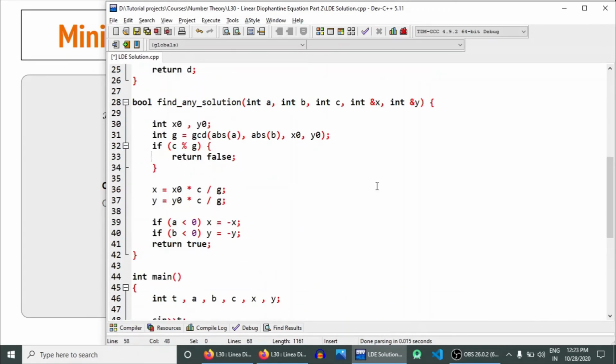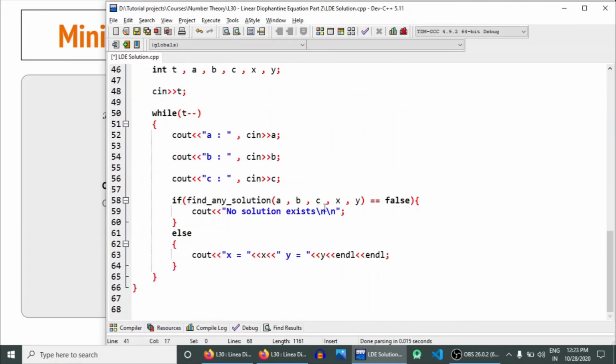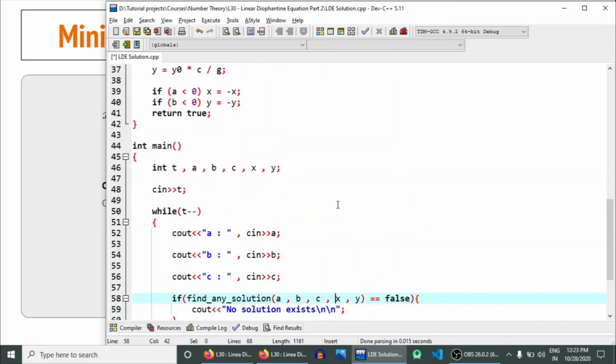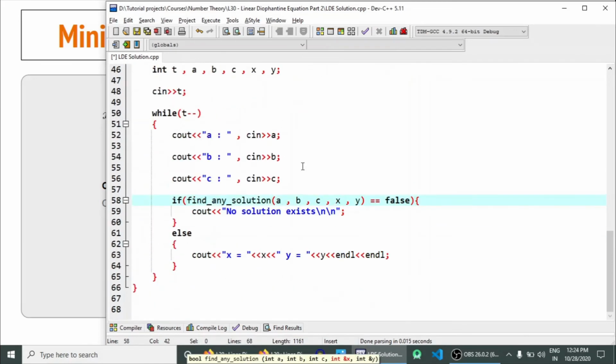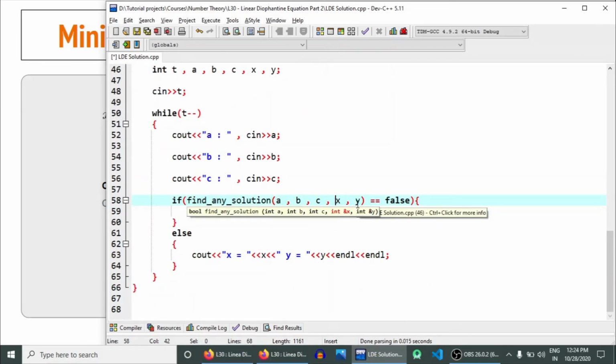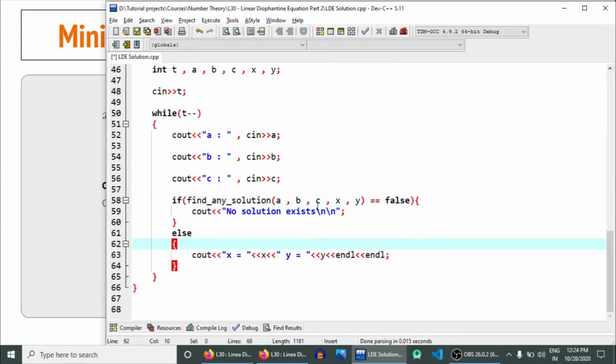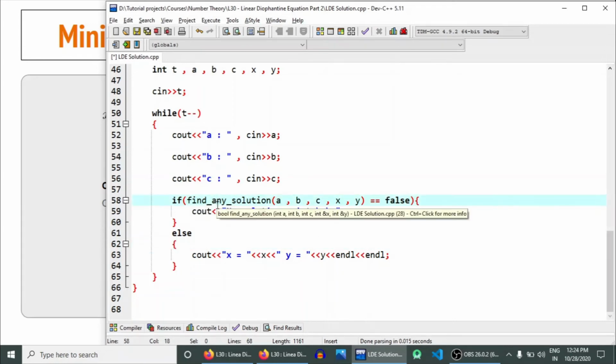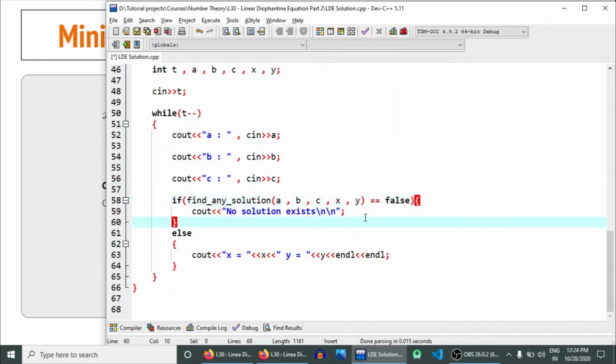x and y are passed using reference, so any change that is made inside this function to x and y will be reflected back. Basically whatever value is changed here, the x and y will be updated because they are passed through reference. So if a solution does not exist, this find any solution will return false. If false is returned, of course I'm printing no solution exists, otherwise I'm printing the values of x and y.